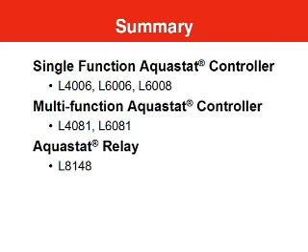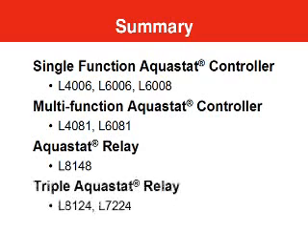The L8148 is an example of an electromechanical aquastat relay. A triple aquastat relay combines a multifunction aquastat controller with a relay and transformer and gets used on boilers that have a tankless heater for domestic hot water. L8124 is the electromechanical model that's been used for years, and L7224 is the new microelectronic version.